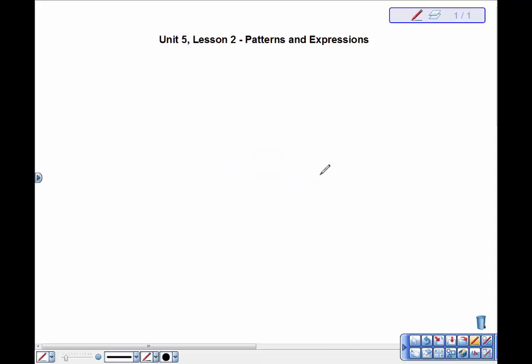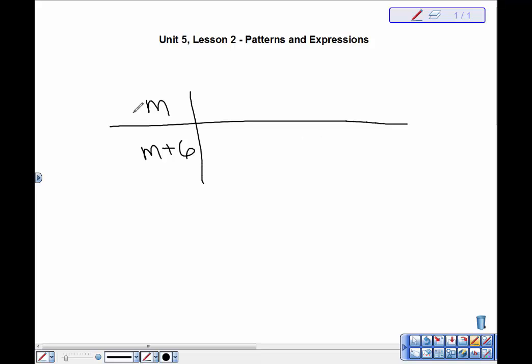Let's try another one. What if I have the pattern we're talking about, m, and then we're going to say that we have m plus 6. So we're going to solve some patterns if we know that m plus 6. We're going to figure out what it equals. Let's try to figure out what if m equals 2. Then what will m plus 6 equal? So all you do is plug in the 2 for that m. So instead of m, we would say 2. 2 plus 6 equals 8.